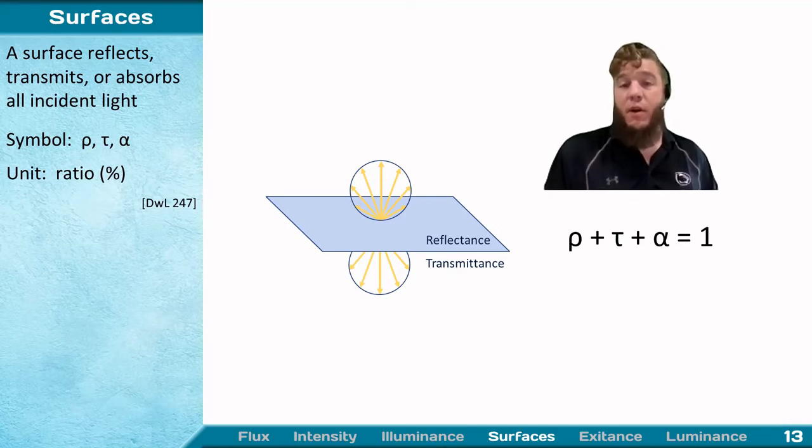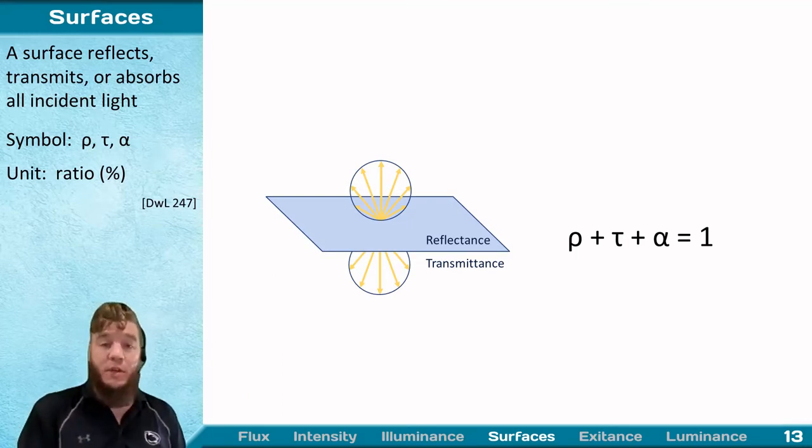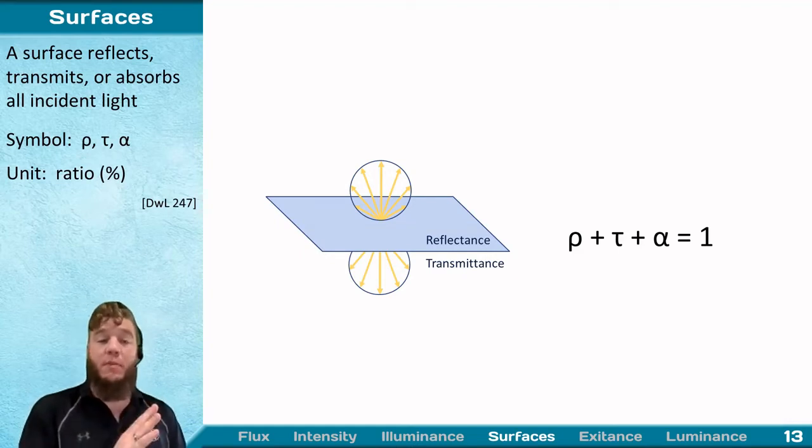Now, these values are dimensionless. They're a ratio, so essentially it's just going to be a percentage. And so we can talk about the percent of light reflected or transmitted through a surface. And that's useful for a variety of things.